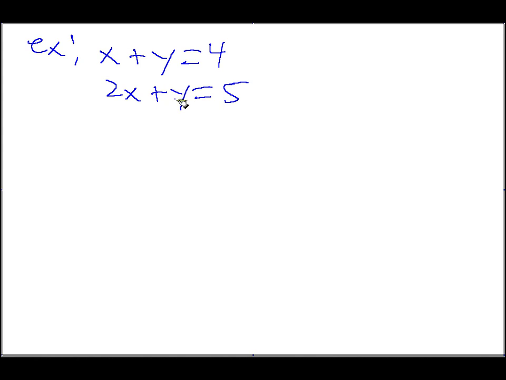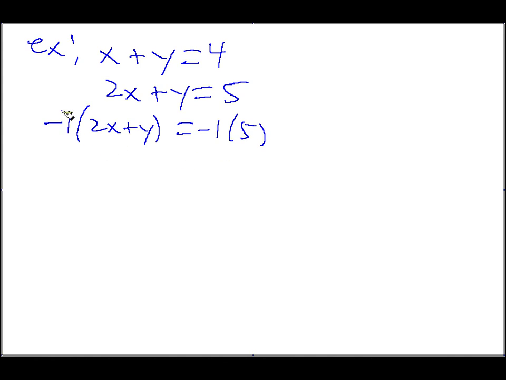To get this plus y to be a minus y, I need to multiply both sides of the equation by what? By negative 1. So let's do that. Let me take the second equation and multiply both sides by negative 1. So negative 1 times the entire left side, 2x plus y, and negative 1 times the entire right side, which is just a 5. No big deal there, okay?